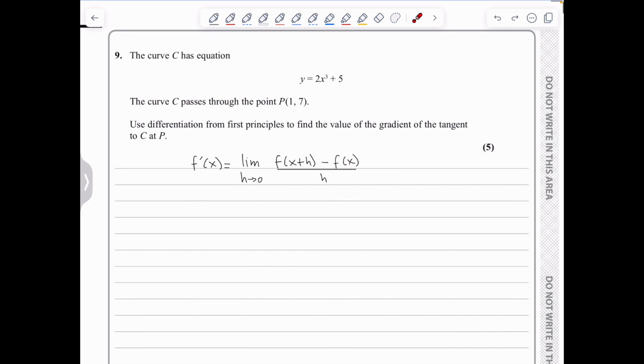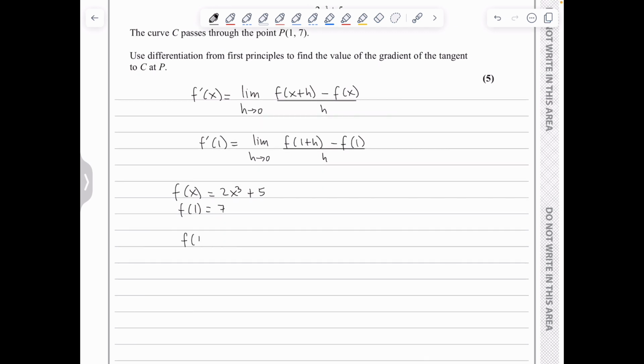So if I want to find the gradient at x is 1, so f dash of 1, this simply means I need to substitute x with 1 in the expression on the right hand side. Well, if f of x is 2x cubed plus 5, then we already have that f of 1 is 7, that's the y value, and f of 1 plus h can be found by substituting x with 1 plus h. So 2 times 1 plus h cubed plus 5.